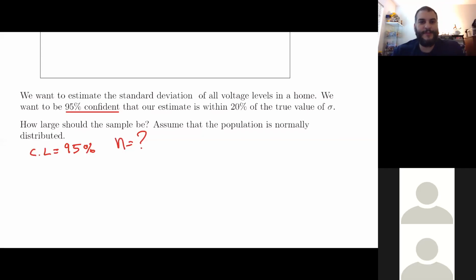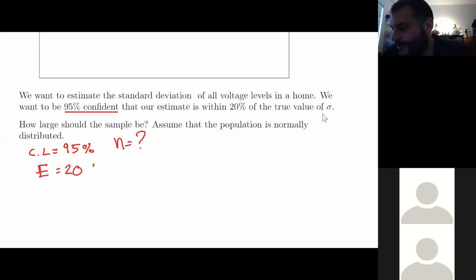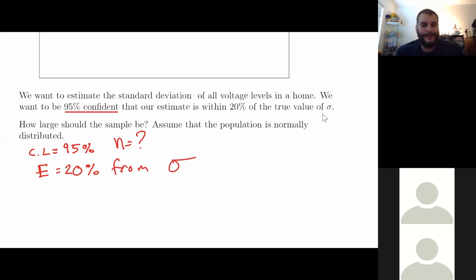Since they want the 95% confidence level, we put CL equal to 95%. The next thing they tell us is that they want our estimate to be within 20% of the true value of sigma. So our margin of error should be 20% from sigma. Everybody good so far on that?